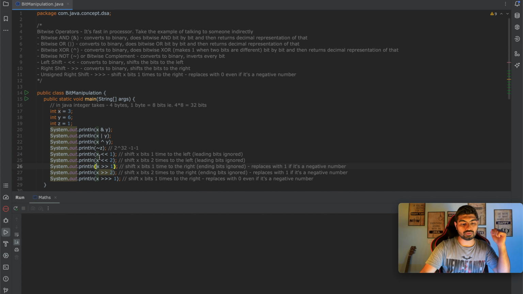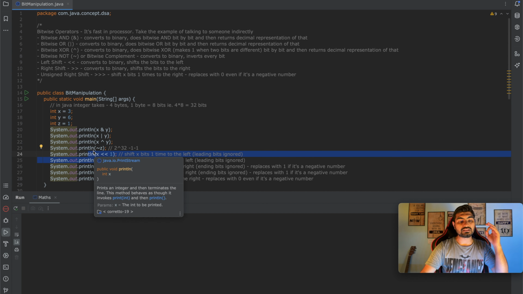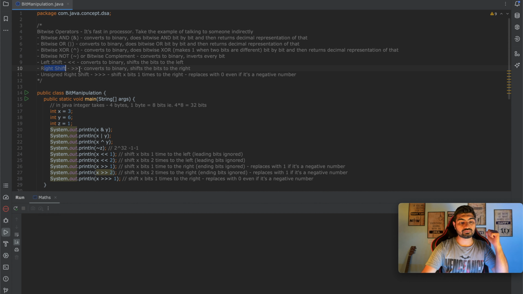Let's say you want to shift x 1 time to the left, or you want to shift x 2 times to the left, you mention it like this. That's what I have mentioned here as well. Shift x bits 1 time to the left, shift x bits 2 times to the left, and here is your expression. Same thing we are doing in right shift as well. It converts to binary and shifts the bits to the right like this.